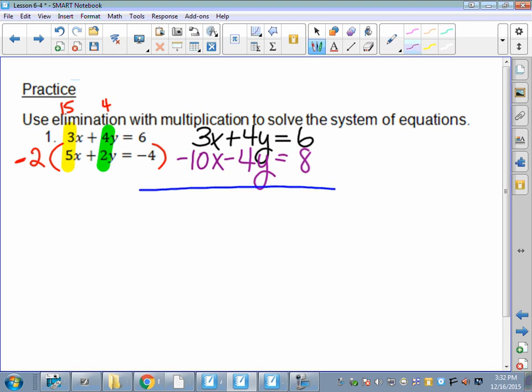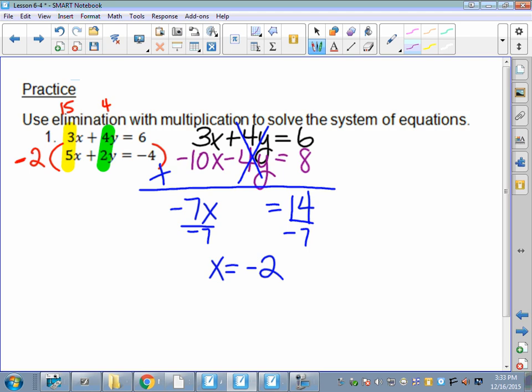Now we're going to just put a big old plus, add those guys together. 3x plus a negative 10x is going to give you a negative 7x. The y's cancel out because 4y plus a negative 4y is no y's left. So we've just eliminated the y's by doing this. Bring your equal sign down, and 6 plus 8 is 14. Super simple one-step equation to do. So divide both sides by negative 7, and you end up with x is negative 2.